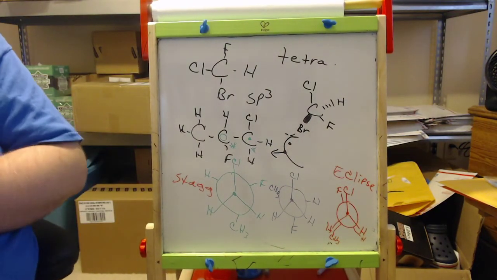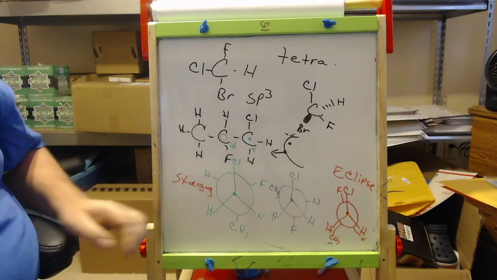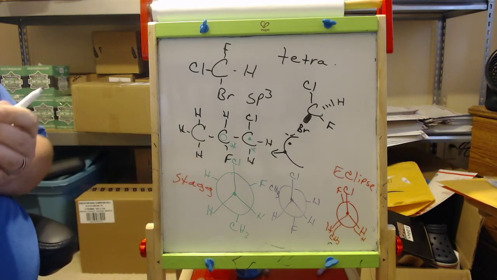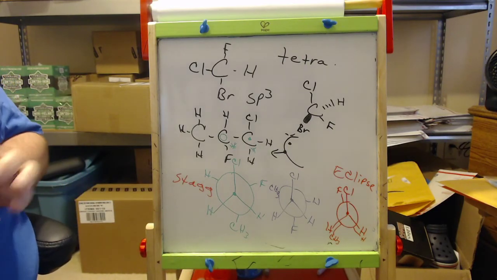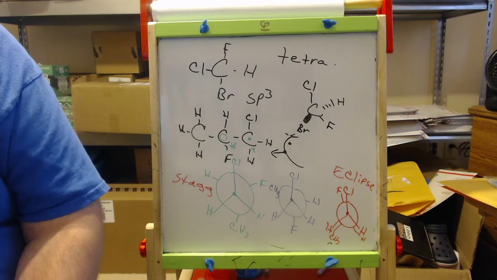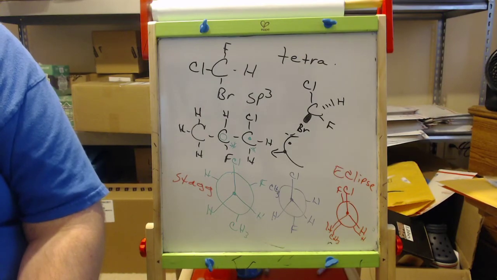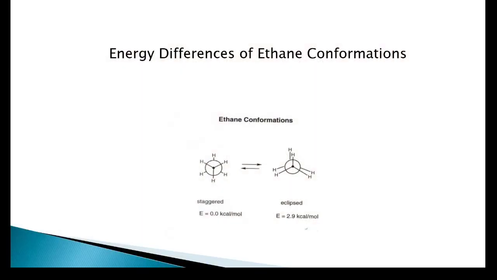Now, the eclipsed form, due to repulsion and torsional strain put on the molecule, is the least likely to happen and has the highest amount of energy. We don't want that. On the slides, they use just plain old everyday ethane, and not something a little more complicated like I drew, to show you that if the hydrogens are staggered, then they are better off than if they are eclipsed.